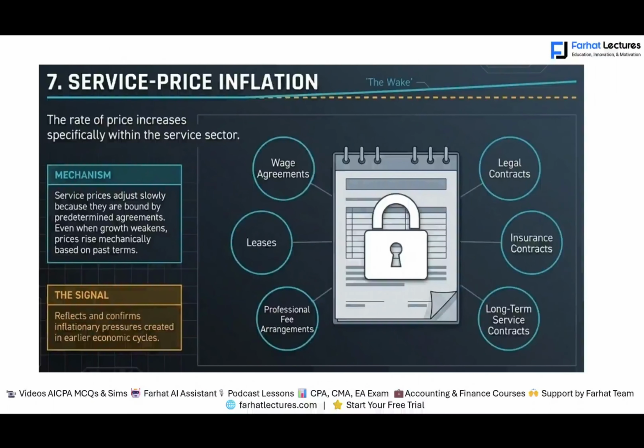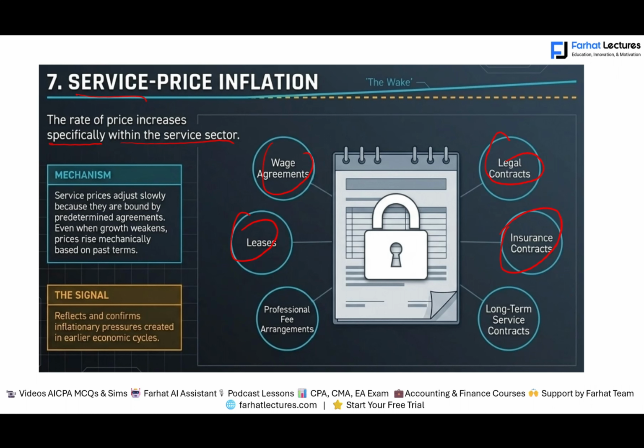The seventh lagging indicator is service price inflation. What's service price inflation? We're dealing with services: the rate of price increases specifically within the service sector. What's the service sector? Accounting, dental, legal, insurance contracts, rent, leases, wage agreements. Why is this a lagging indicator?